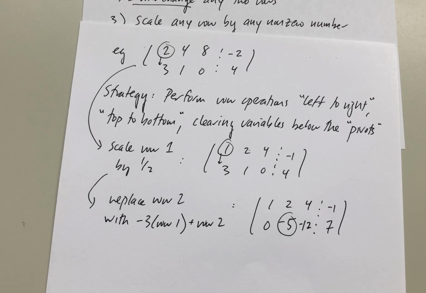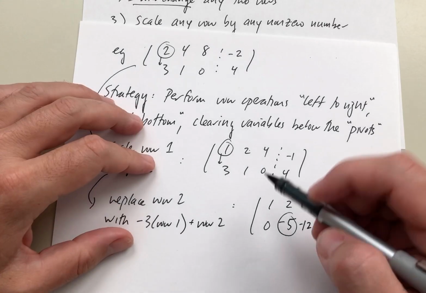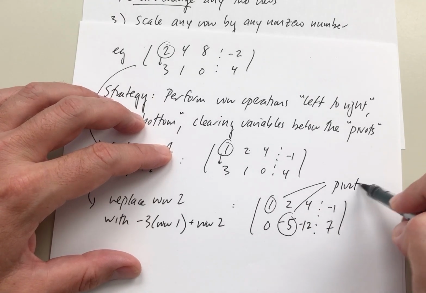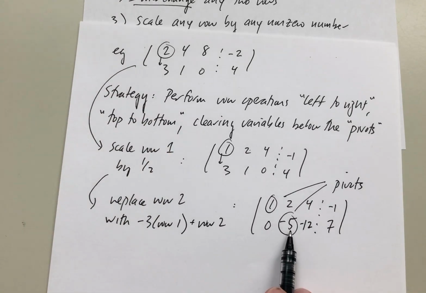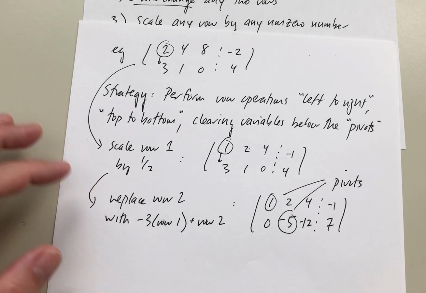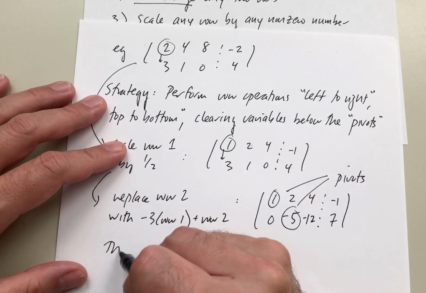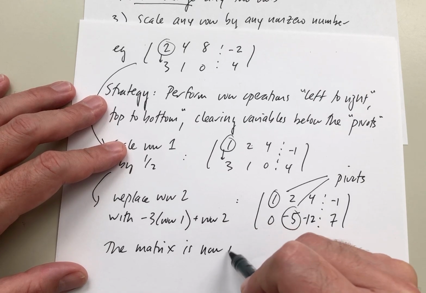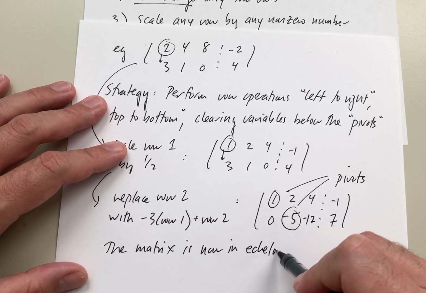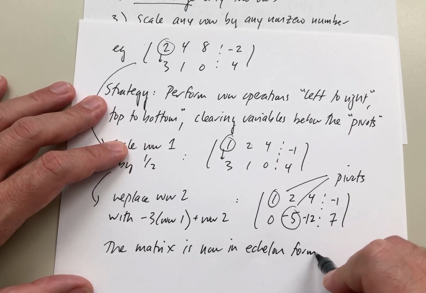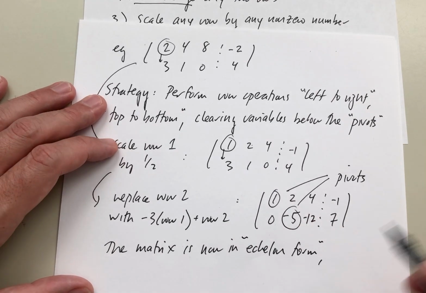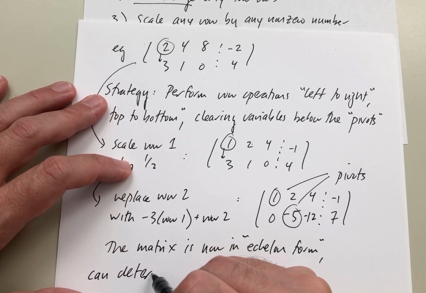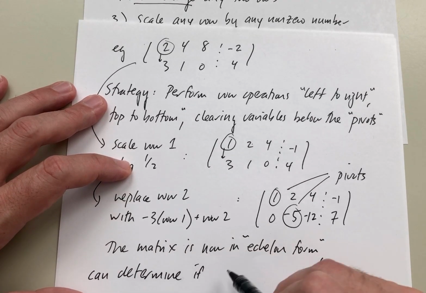So that's going to be my other pivot, so maybe I can just say now that these are what are called the pivots. But there's nothing to do now because there's no entry below it. So I can stop here. The matrix is in what's called echelon form. And I'll define this precisely in the next lecture. But the point here is we can already determine if the system is consistent.